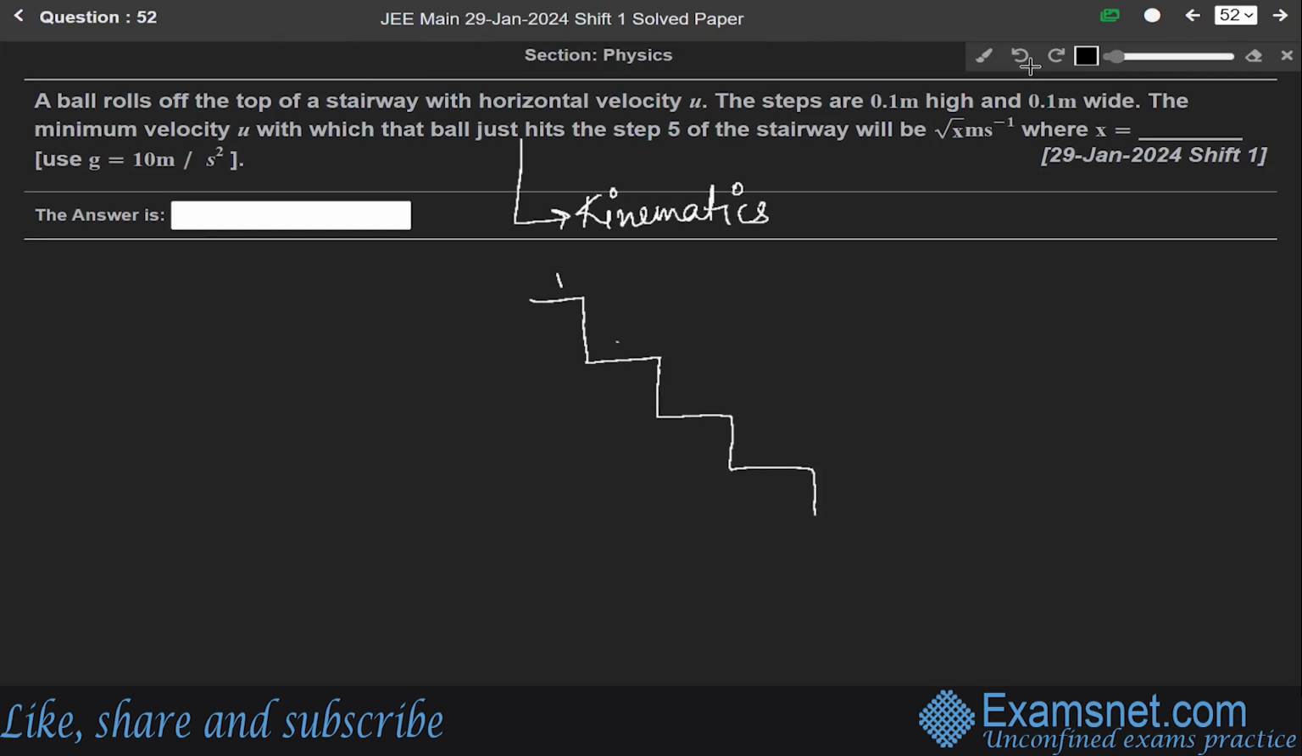1, 2, 3, 4, 5. Okay. There are 5 steps, and a ball rolls down from this with the initial velocity of u. The range of each step is 0.1 meter, and height of each step is also 0.1 meter, means 0.1 meter high and 0.1 meter wide.